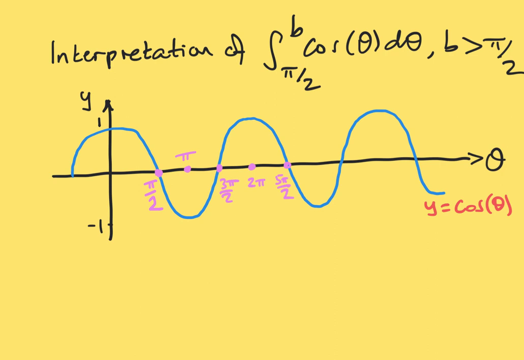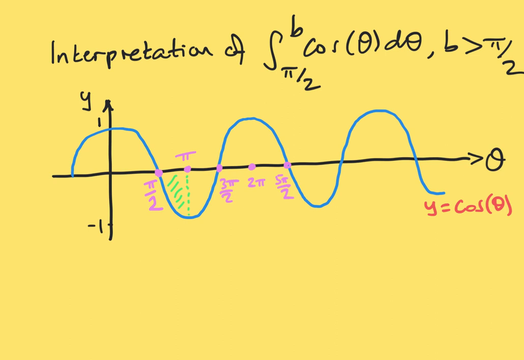So if we're going to be integrating from pi over 2 to somewhere greater than pi over 2, but not that much greater, somewhere here, say, you can see that the integrand for this whole period is negative. So the integrand is below the theta axis. So if you were integrating up to, let's say, pi, then your interpretation of the integral is that it would be equal to minus the value of that area.